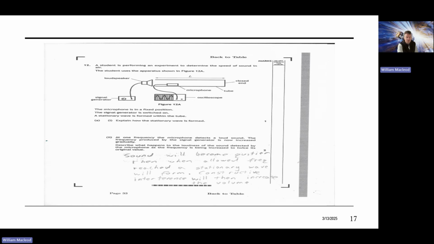Now we're thinking about a stationary wave. We've got a signal generator, and we've got a specific size of container there with a closed end. The question is, explain how the stationary wave is formed. The stationary wave is formed because the incident wave interferes with the reflected wave, and that's how you get these stationary or standing waves. Now, in the next question, at one frequency the microphone detects a loud sound. The frequency produced by the signal generator is now increased gradually. Describe what happens to the loudness of the sound detected by the microphone as the frequency is increased to twice its original value.